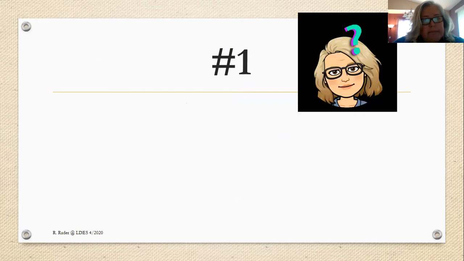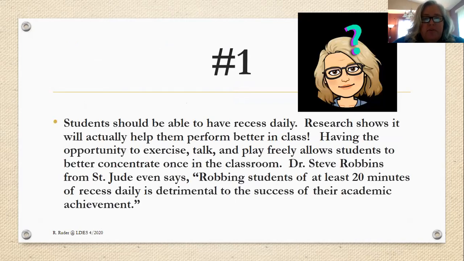Number 1. Students should be able to have recess daily. Research shows it will actually help them perform better in class. Having the opportunity to exercise, talk, and play freely allows students to better concentrate once in the classroom. Dr. Steve Robbins from St. Jude even says, robbing students of at least 20 minutes of recess daily is detrimental to the success of their academic achievement.